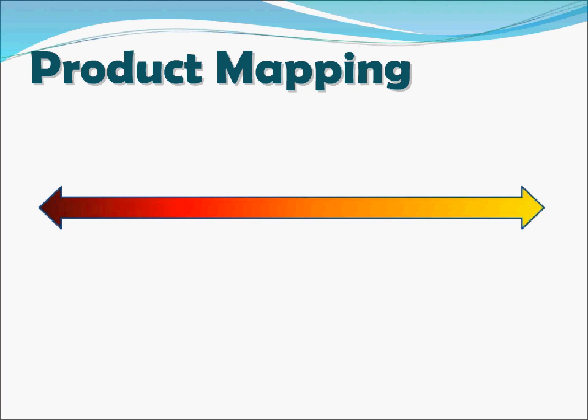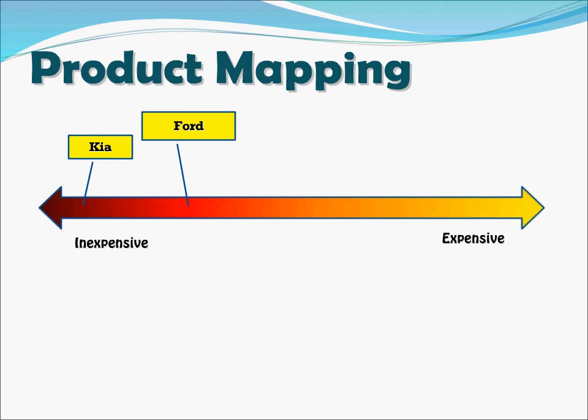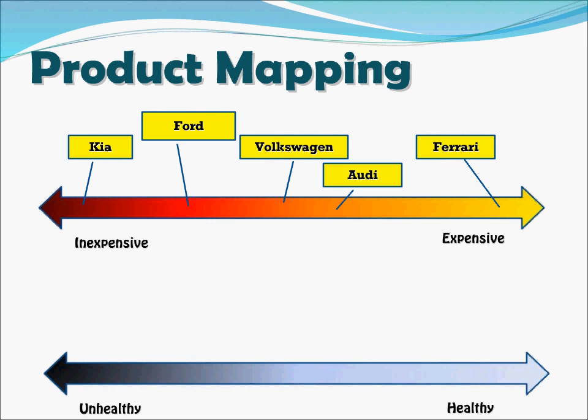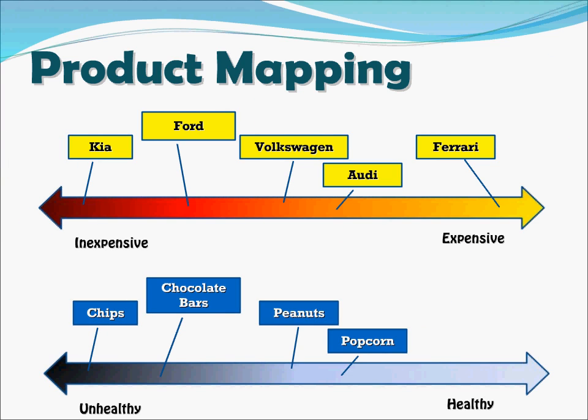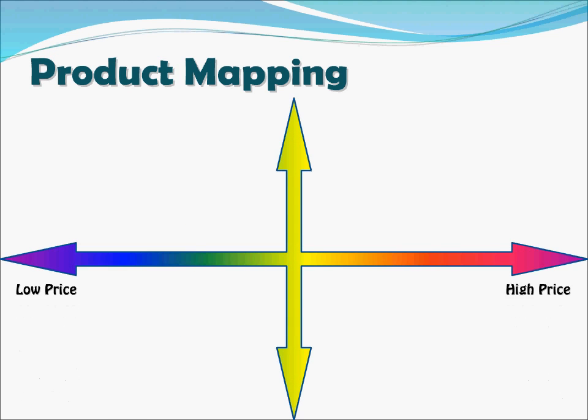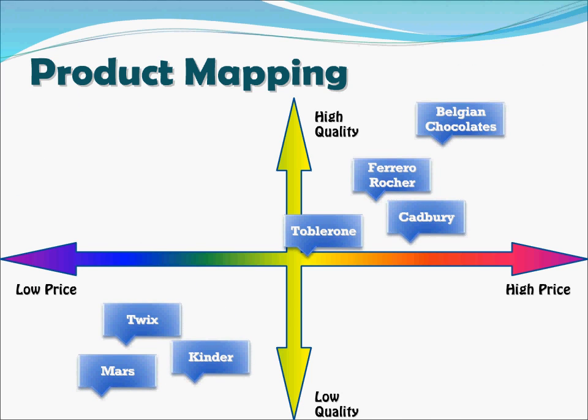When you product map a category, it's all about placing products on an axis. For example, expensive versus inexpensive cars. From Kia to Ferrari, you place various car products on this axis. For unhealthy versus healthy snack foods, again, you place products on the axes. So it could be specific brands, it might be specific types of products. It might also be that you need to place these products on 2 axes, from high quality to low quality, from high price to low price.